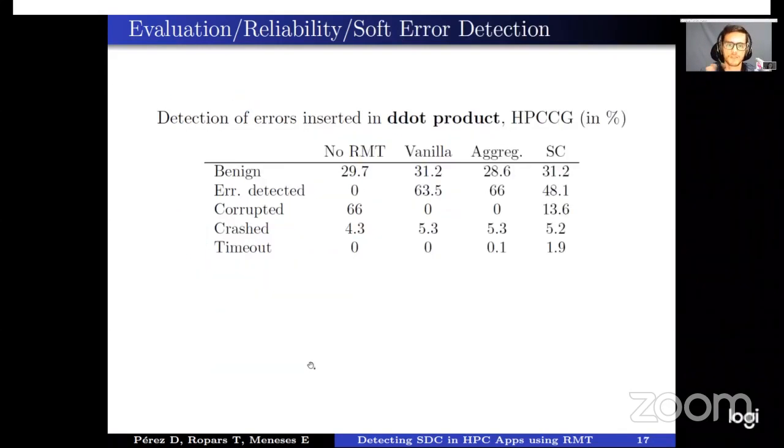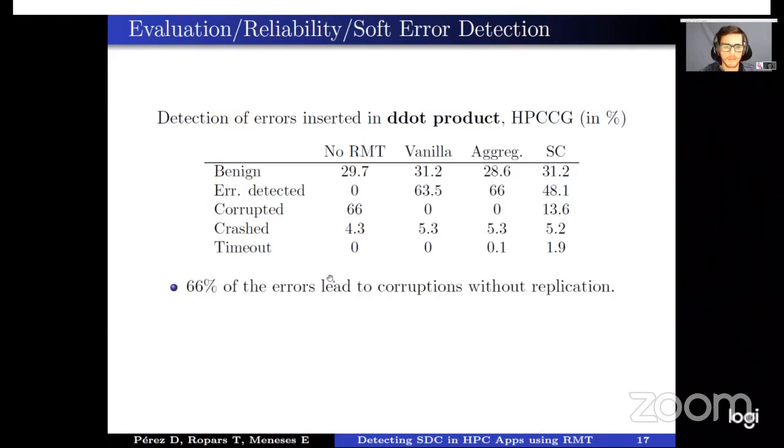Okay, so this first table is where we allow errors only at the d-dot product, the main kernel of this app. Each column is the level of optimization applied. Something worth mentioning is that, for example, with the non-replicated execution, we see about 66% of corrupted executions, which is quite high. We see about 30% of benign errors. That says that HPCCG is quite reliable.